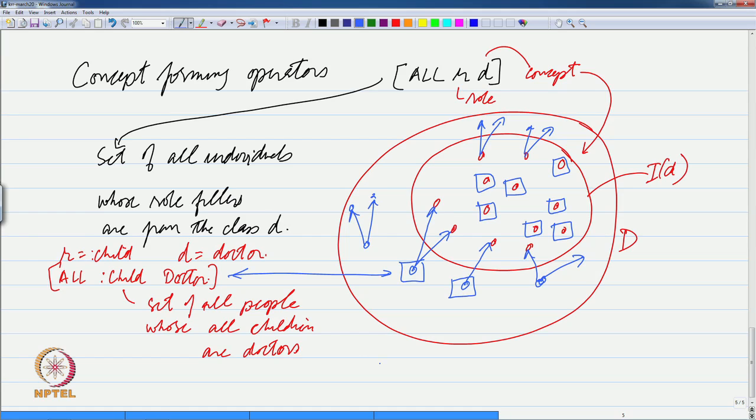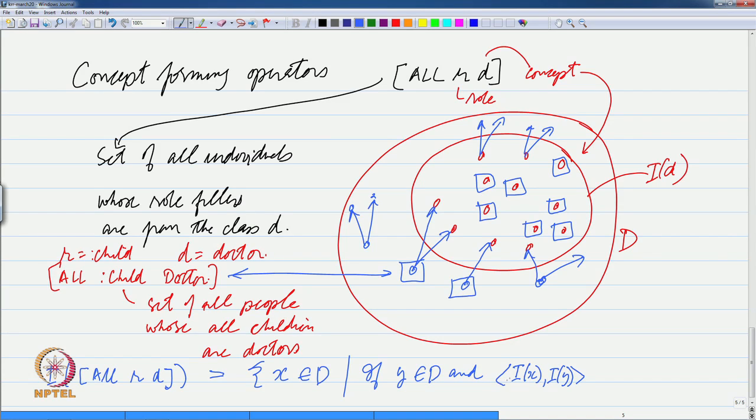So, formally you can write it that the interpretation of this is a set of all those x's which belong to D, such that if y belongs to D and the image of x and the image of y belongs to this relation R, then the image of y must belong to the set D.